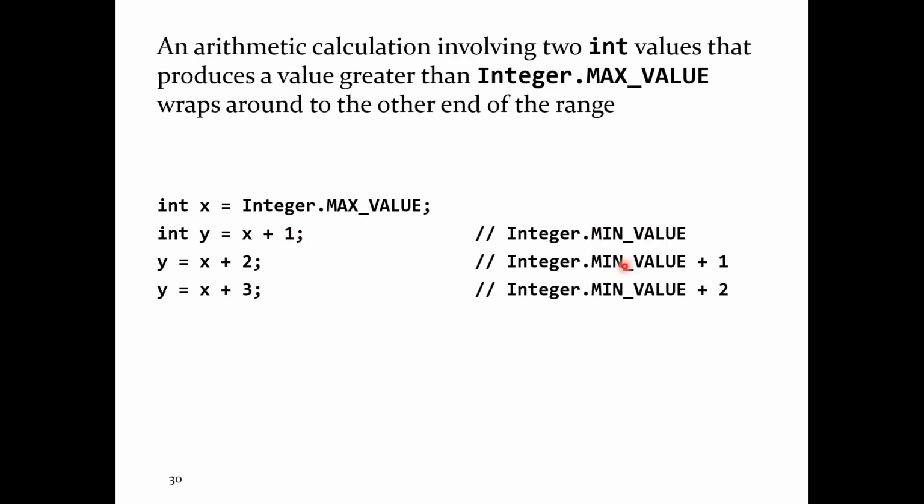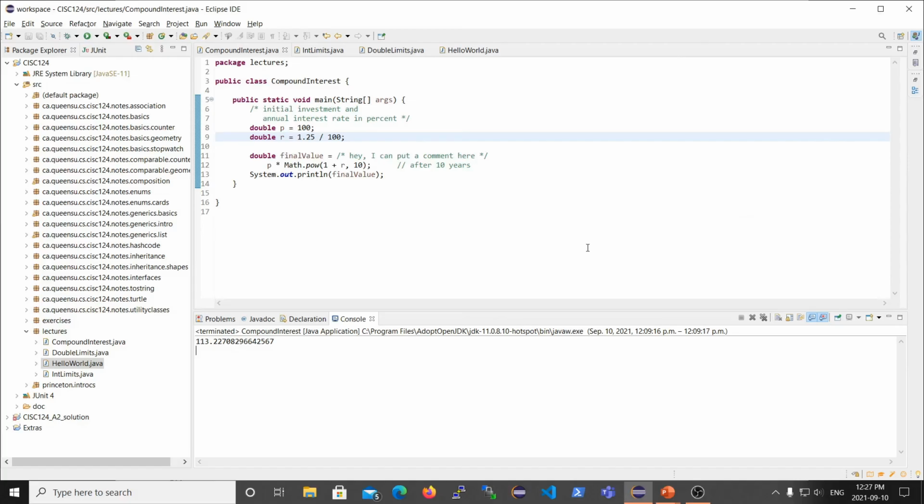So adding 2 takes me to integer min value plus 1, right? And if I take x and add 3 to it, well, adding 1 takes me to integer min value, adding 2 takes me to integer min value plus 1, so adding 3 takes me to integer min value plus 2, right? And it's worth running this in Eclipse as well.